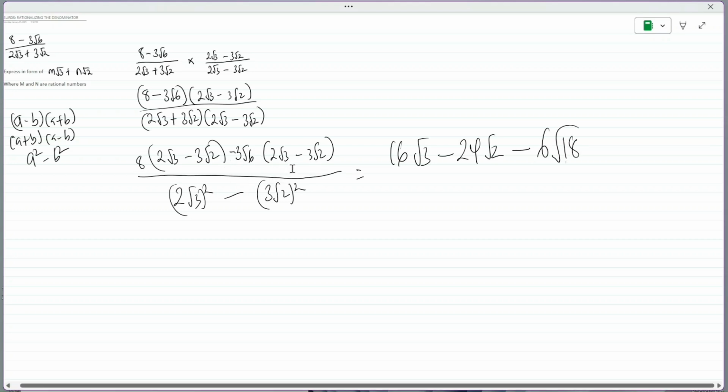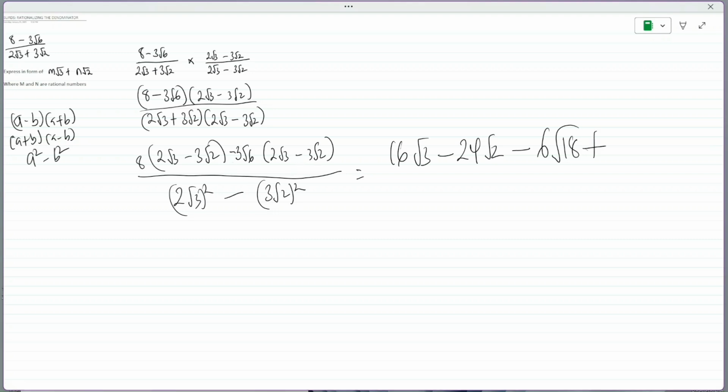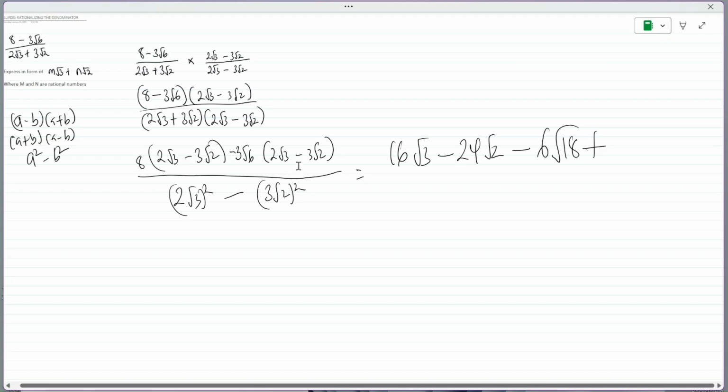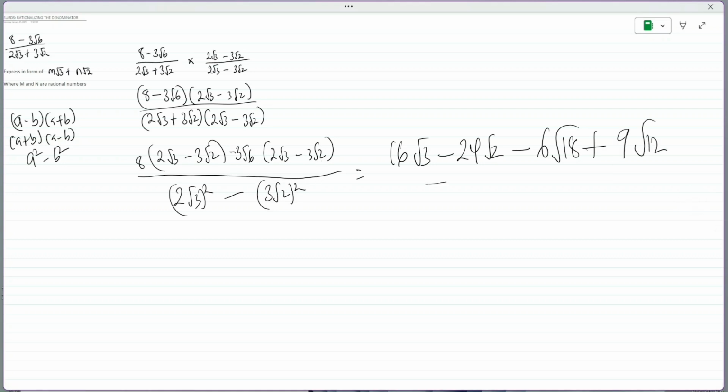You have minus times minus. This 3 root 2 owns this minus. So minus times minus is plus. Then see, it changes the sign to positive. Some students make mistake at this point. Then you have 3 times 3, that's 9. Then you have root 6 times root 2, that will give you root 12 over.